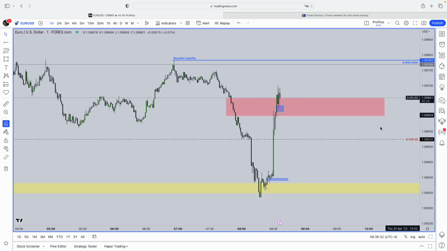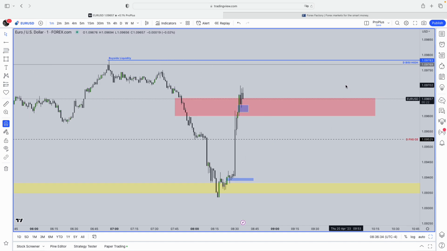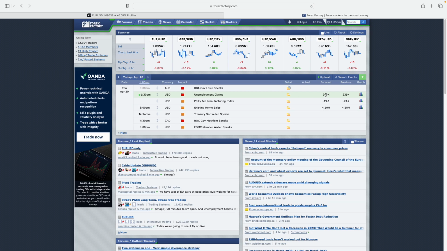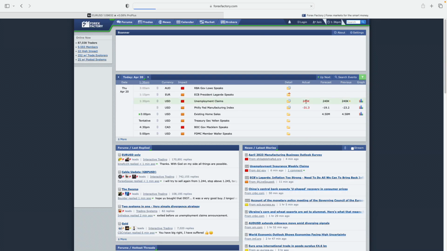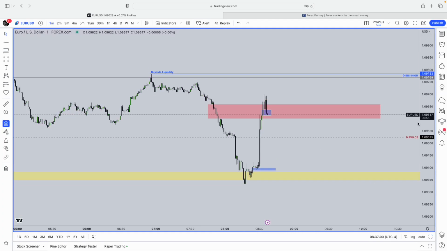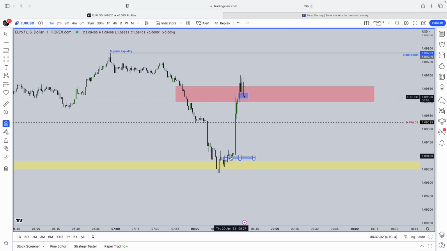I didn't even need to check what the news was. I knew the news was coming out, but I didn't need to check the results for it. But I'm assuming with the EURUSD pushing up that the jobless claims came out higher than expected. Yeah, so it came out negative, so it came out higher than expected. But before the news came out, it was already telling me that price wanted to go up here, and it did.